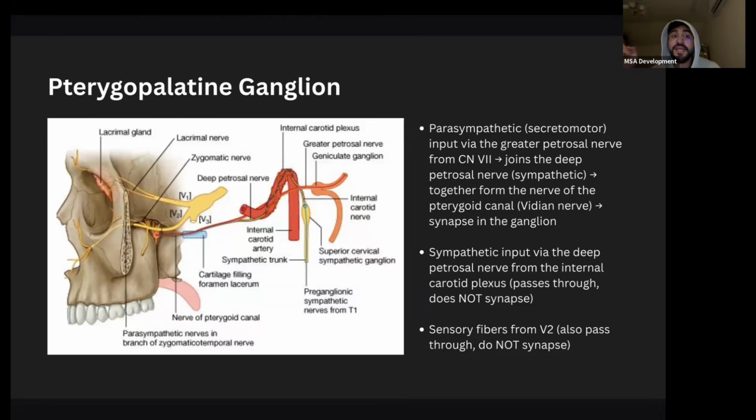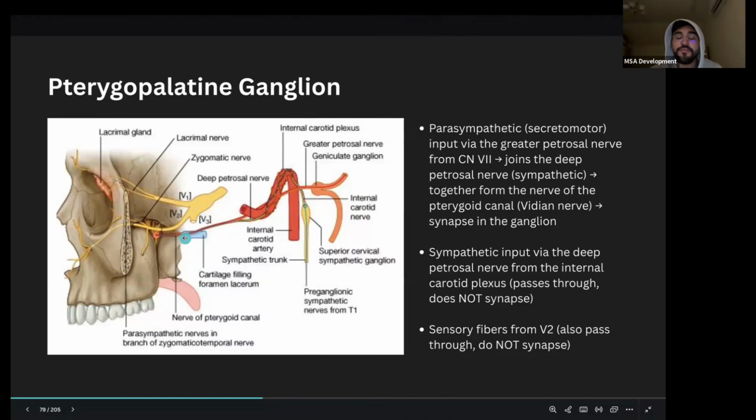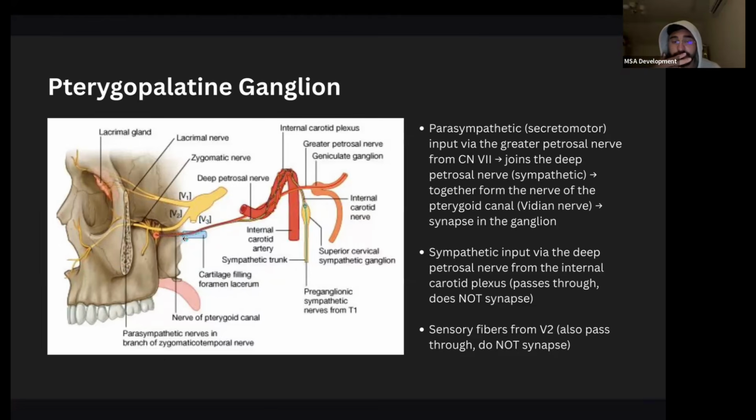Sympathetic part, the sympathetic input comes from the deep petrosal nerve, all right, from the internal carotid plexus. However, you need to remember that it passes through the pterygopalatine ganglion, but it does not synapse there. Okay, it does not synapse there at all. They synapse in the superior cervical ganglion. Okay, and you'll also have sensory fibers from the second branch of the trigeminal nerve. Okay, they will also pass through, but they do not synapse. So it's very, very important that you know these.